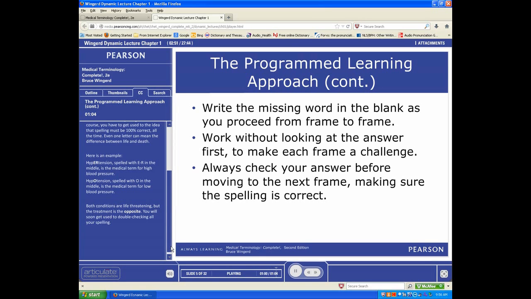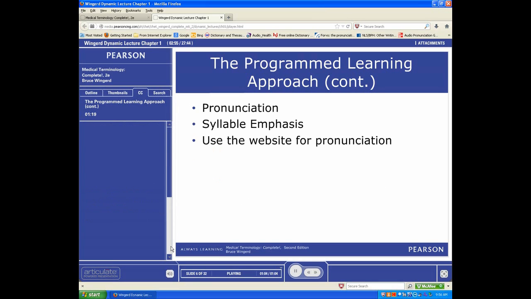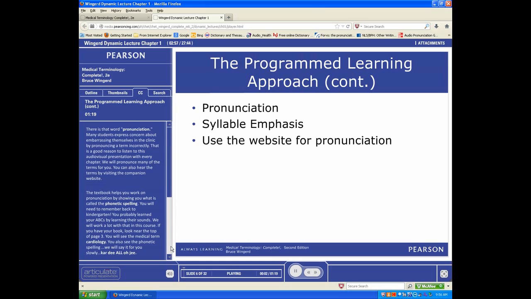There is that word, pronunciation. Many students express concern about embarrassing themselves in the clinic by pronouncing a term incorrectly. That is a good reason to listen to this audio-visual presentation with every chapter. We will pronounce many of the terms for you. You can also hear the terms by visiting the companion website. The textbook helps you work on pronunciation by showing you what is called the phonetic spelling.